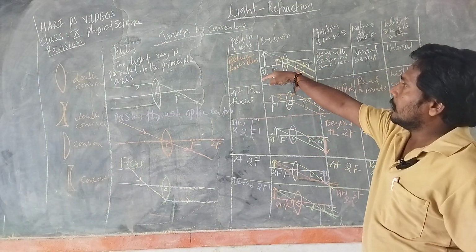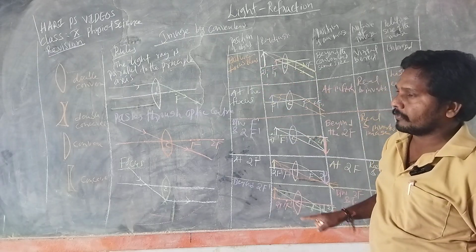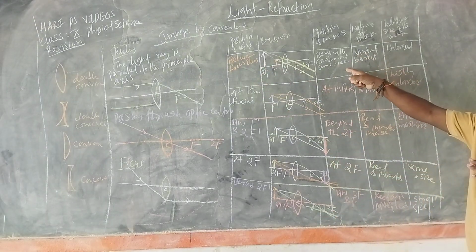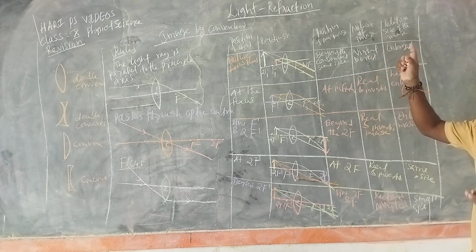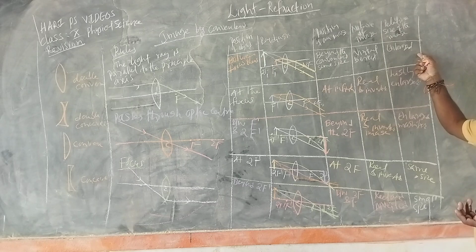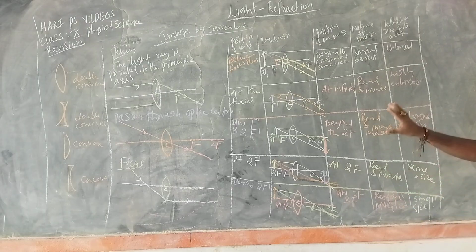The rules, then the position of the object at different places, the position of the image formed, the nature of the image, virtual or erect, real or inverted, and the relative size of the image. So this is about the formation of an image by a convex lens. The concave lens most of the time forms virtual and erect images. They are exactly the opposite.